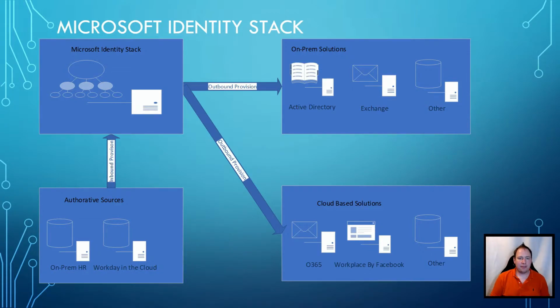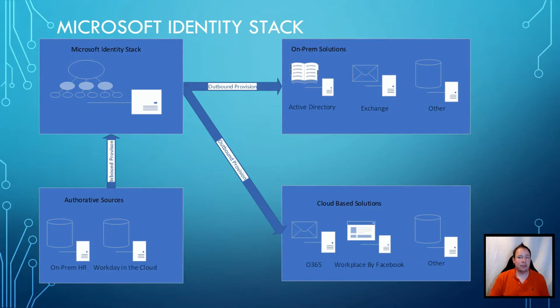The Microsoft Identity Stack also automates the lifecycle of your identities. So in the bottom left-hand corner we've got two authoritative sources. We've got on-premise HR and cloud-based HR. So in this instance we've got Workday. The Microsoft Identity Stack doesn't really worry where your authoritative data is coming from. It's coming from the cloud or it's coming from HR, it doesn't matter. It will inbound provision the HR users into the Microsoft Identity Stack. Once those users are in the Microsoft Identity Stack, it can then outbound provision them to any application that the user needs to have access to.